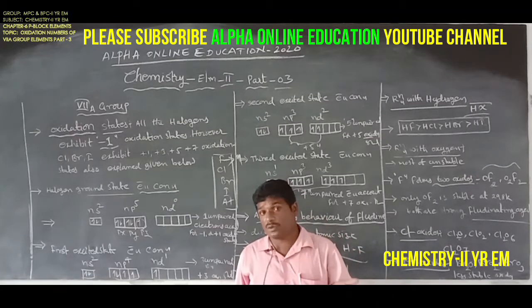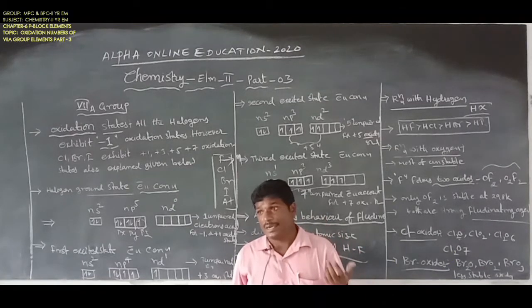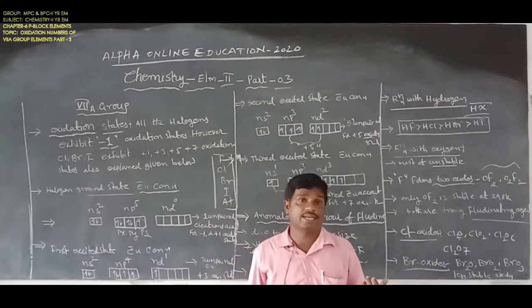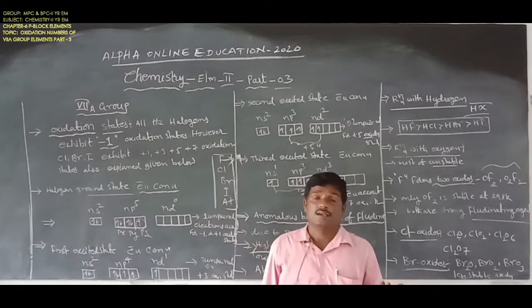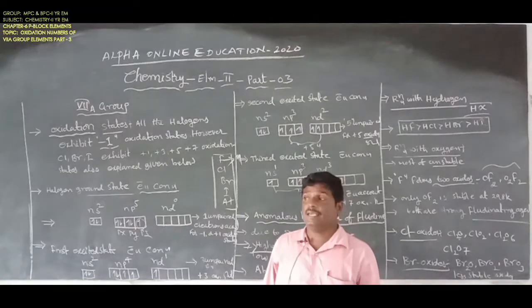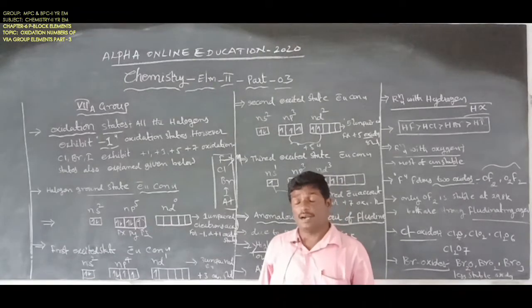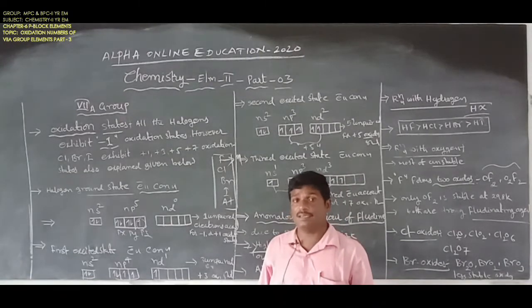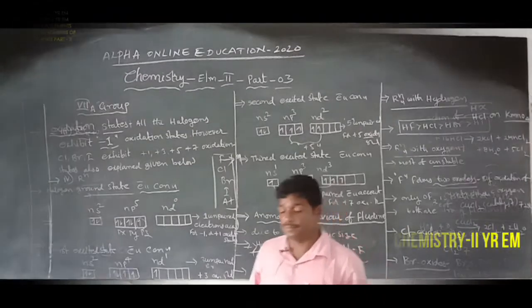oxyfluorides, oxybromides, and next, oxyiodides. Those are the oxides of the halogen elements, which are 7A group elements.